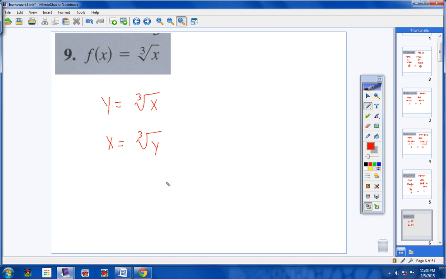Now, in order to get y by itself, you need to get rid of this cubed root. In order to get rid of a cubed root, you have to cube both sides. So if you cube this side, you just get x cubed. If you cube a cubed root like this, you just get the radicand on the inside. So there we go. Y's all by itself. So my inverse function is g of x equals x cubed.